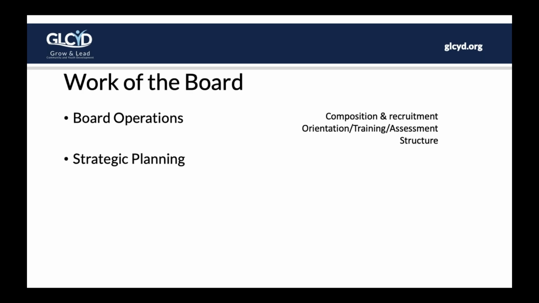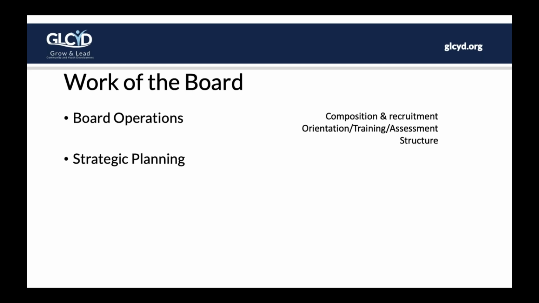Strategic planning. This is determining your organization's mission, its purpose, its goals. It's the thinking and planning for the future. Everyone hears strategic planning and thinks, oh, a strategic planning retreat. But that's not it. Strategic planning should be a normal, regular function of board operations and board meetings. You're always thinking and planning for the future.